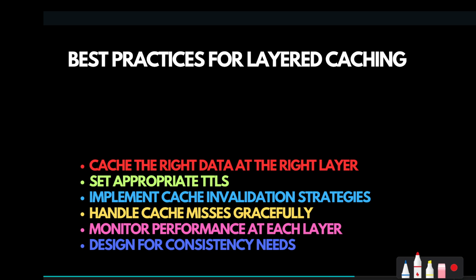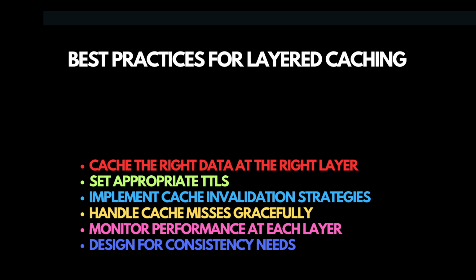Okay. Let's talk about best practices. Implementing layered caching effectively requires careful planning. Number 1, cache the right data at the right layer. Static assets go to the CDN, session data to distributed cache, hot objects to application cache. Don't cache everything everywhere, okay?